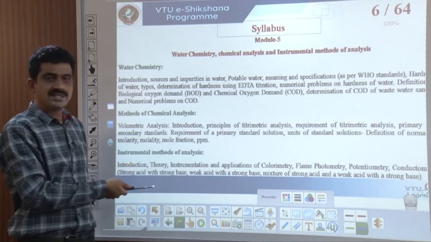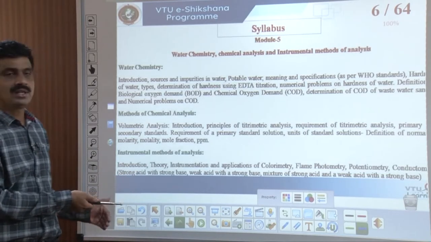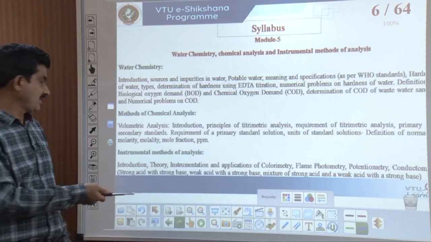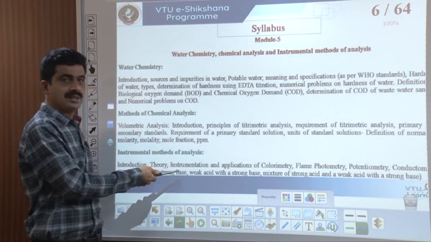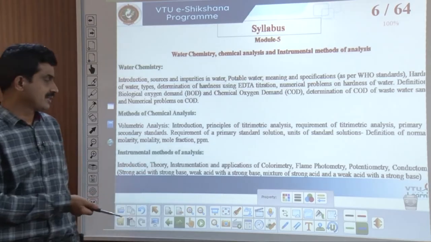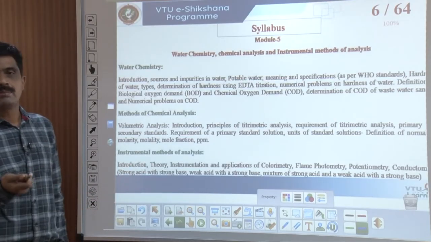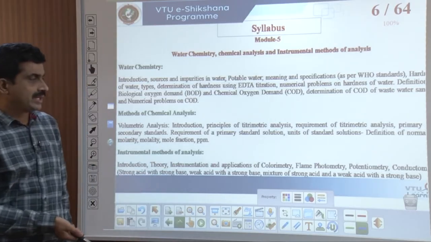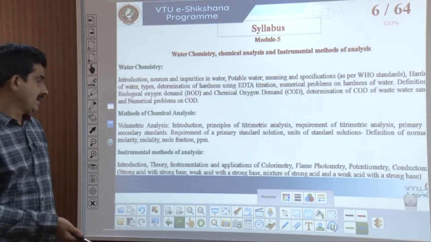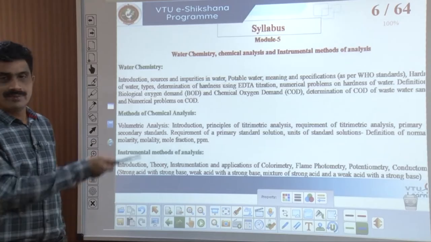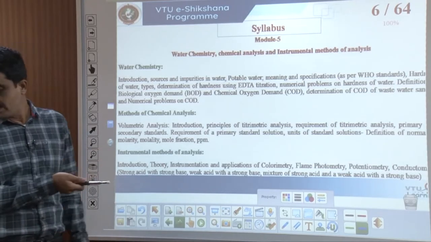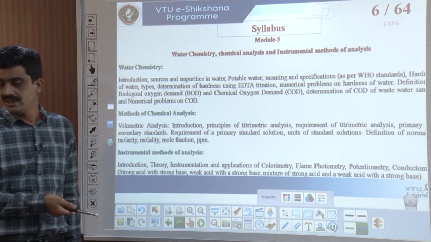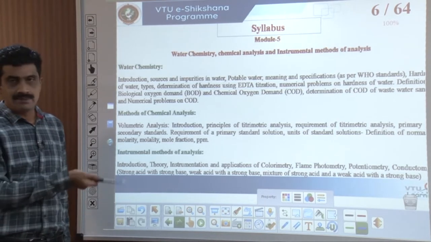Then instrumental methods of analysis, the differences between the chemical methods of analysis and the instrumental methods of analysis, then the principle of instrumental methods of analysis, instrumentation and applications of colorimetry, flame photometry, potentiometry and conductometry we will be learning in module 5. So this module 5 will be taught by Dr. Basavaraju BC from BIT Bangalore.